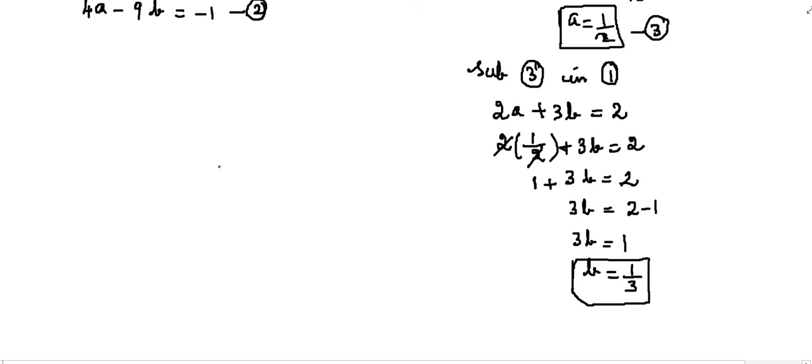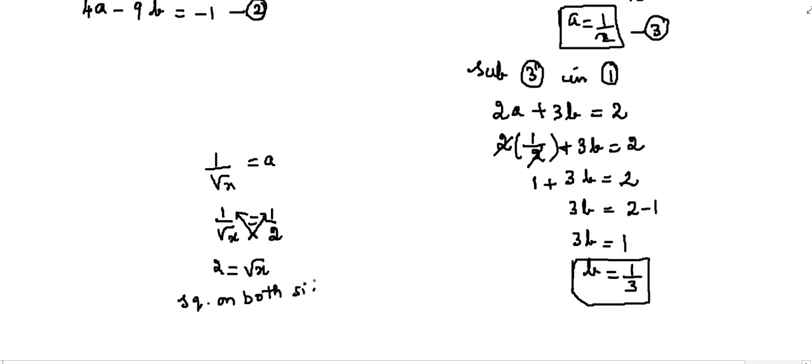Actually, what I have taken as 1 by root x is equal to a. Instead of a, what we have found in this place? 1 by 2. So when I do cross multiplication like this, I'll get 2 is equal to root x. So when I square on both sides, I'll be getting 4 is equal to x. So x is equal to 4.